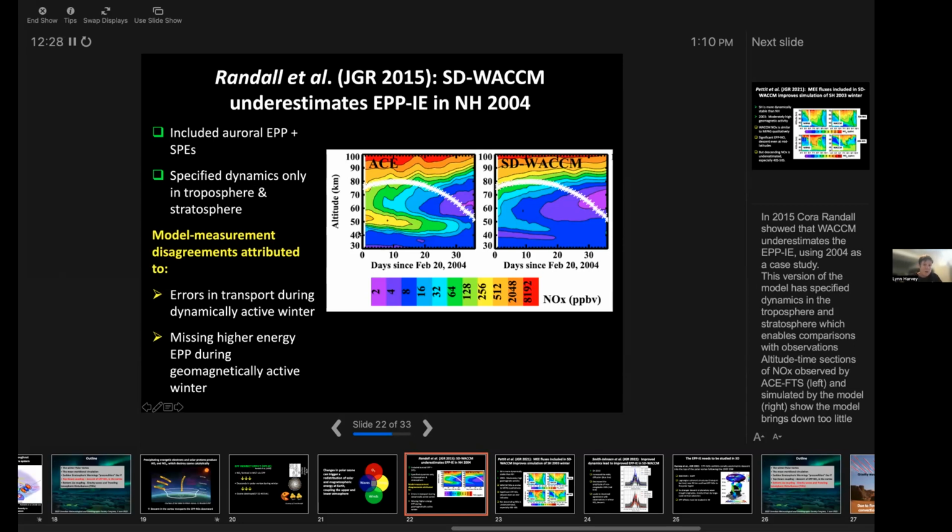So what you have here are altitude-time sections of 2004 of NOx observed by ACE-FTS, and the model. And you see that the observations indicate that there's much higher NOx that descends down into the stratosphere than what the model shows. What's causing the discrepancy here has been attributed to either a missing source, like the medium energy electrons, or errors in transport. We're still not sure which is the culprit, but progress has been made.